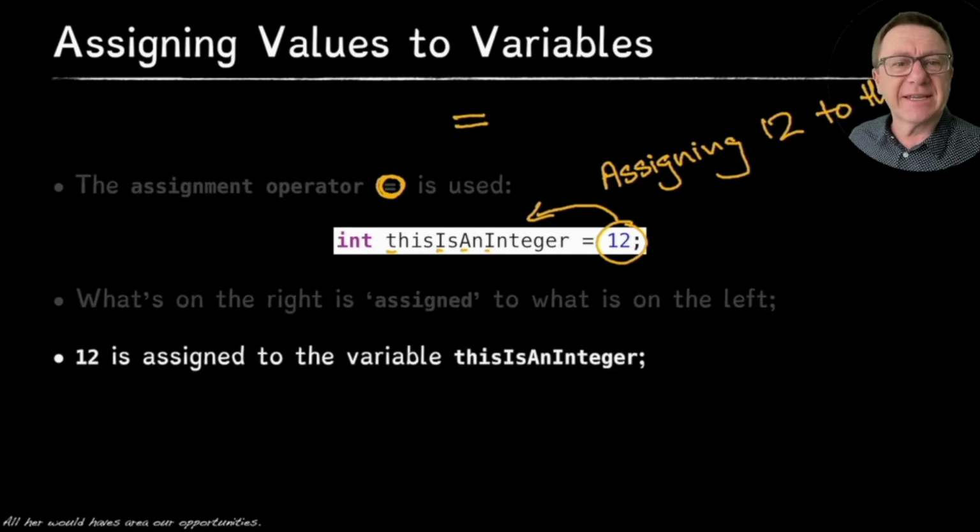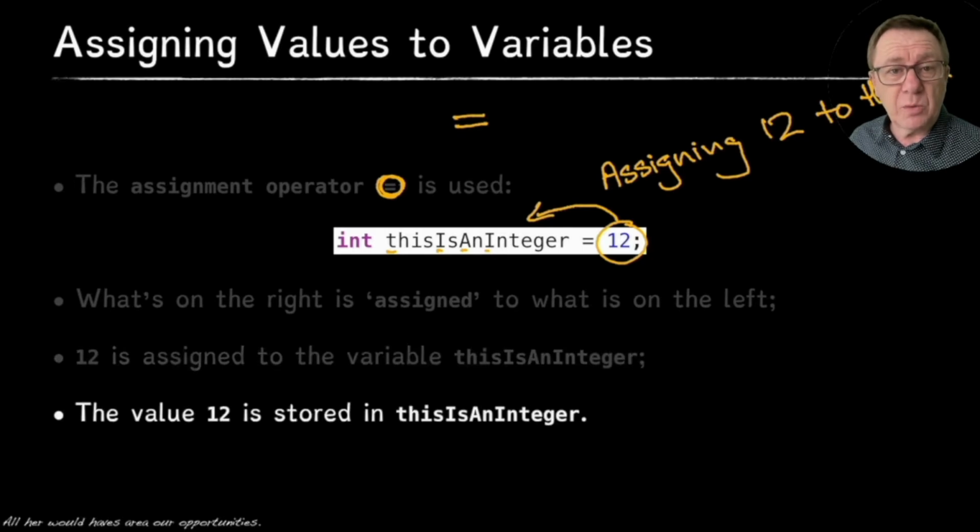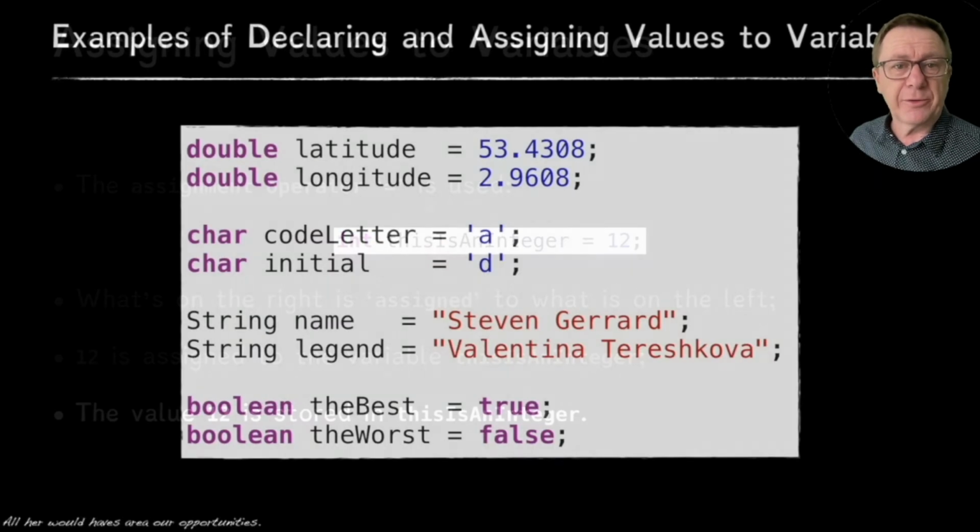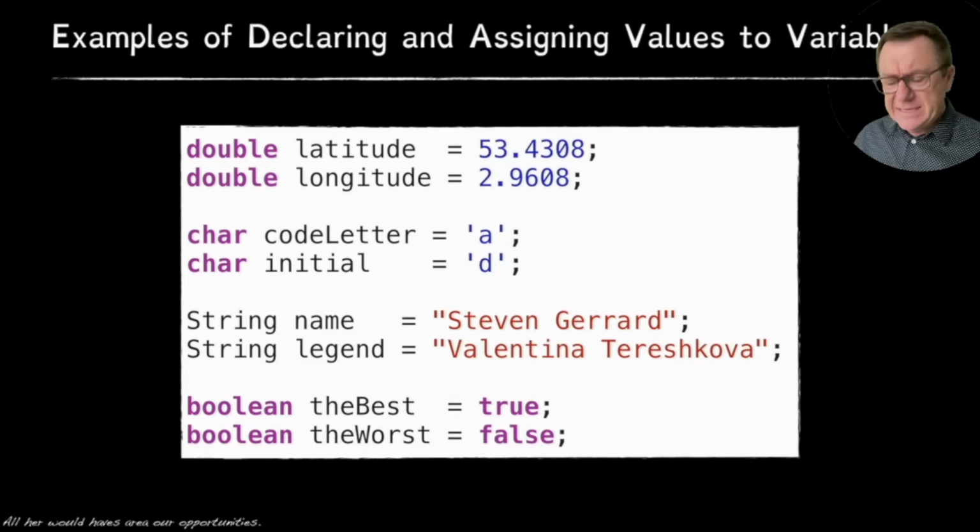There we go, just what I said. 12 is assigned to the variable, this is an integer. That's it. Straightforward. Now when I go looking at this point in time for this is an integer, I will discover it has the value 12 in it. There we go. So here's an example of declaring and assigning values to variables.